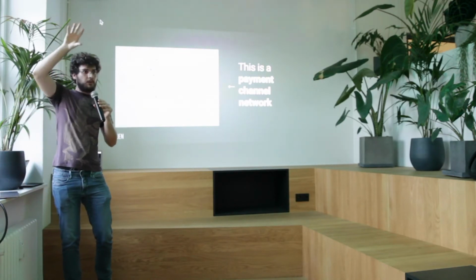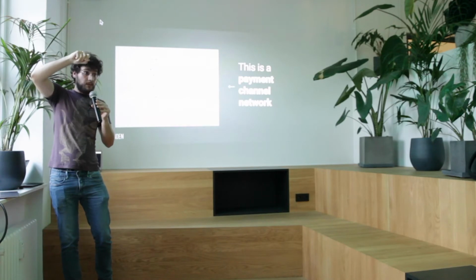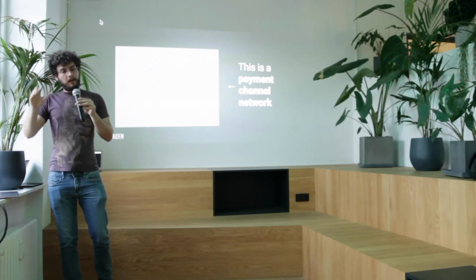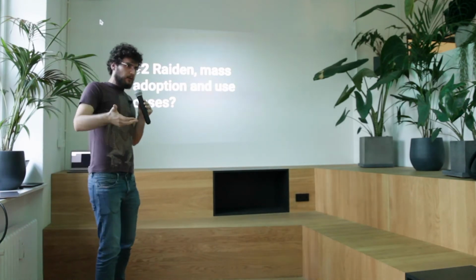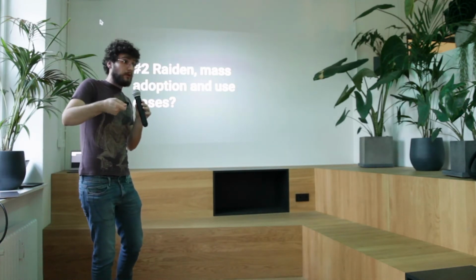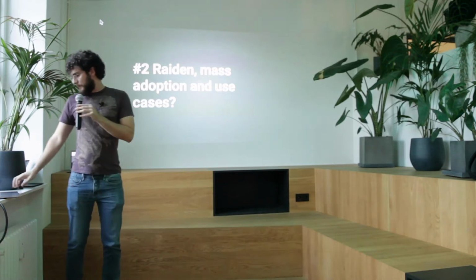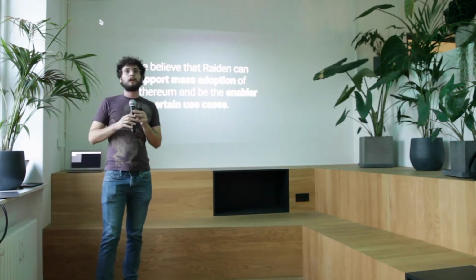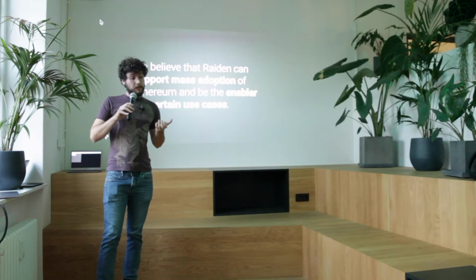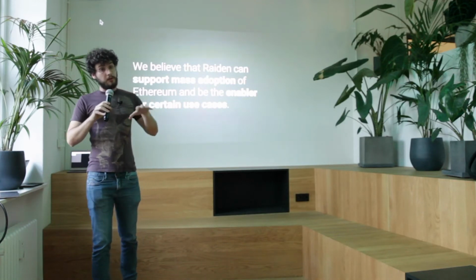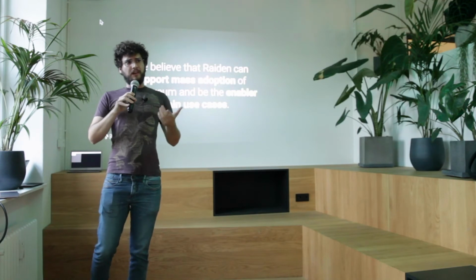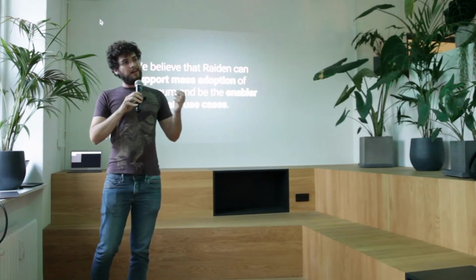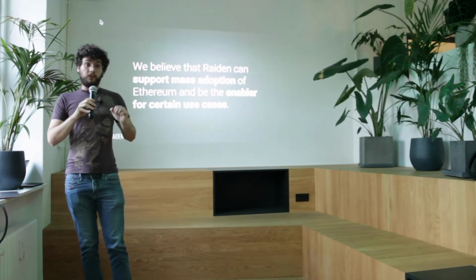The Raiden network is built on payment channels, and we use payment channels to make a payment network. And why is that good? Why is that good for the Ethereum ecosystem, and what is the problem that we're trying to fix? So we think that payments are a huge use case of the blockchain. And if you have to interact with the blockchain every time you want to make a payment, it's not necessarily the most efficient way of doing things.